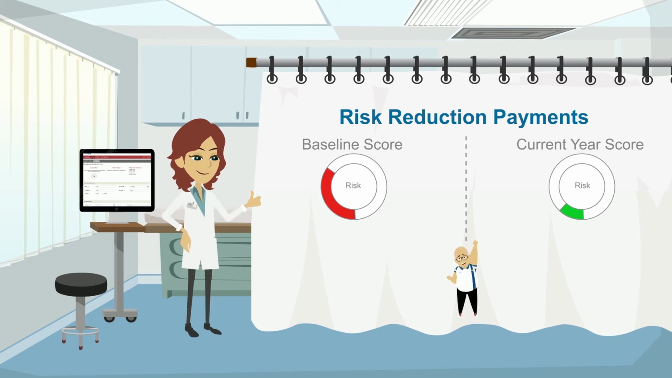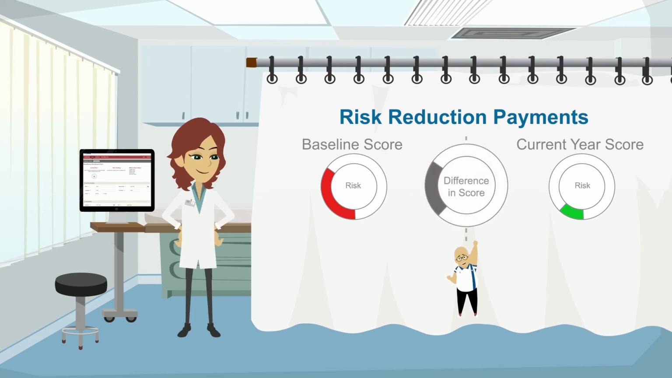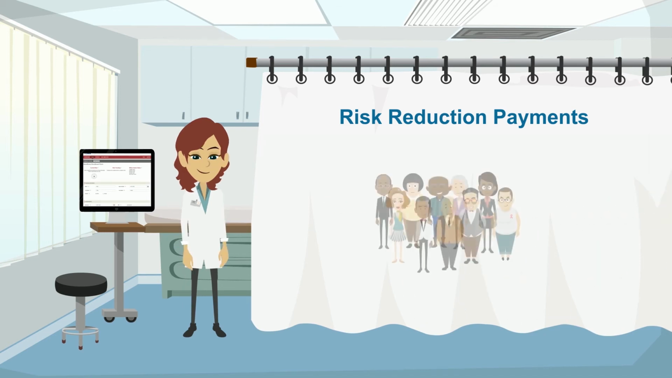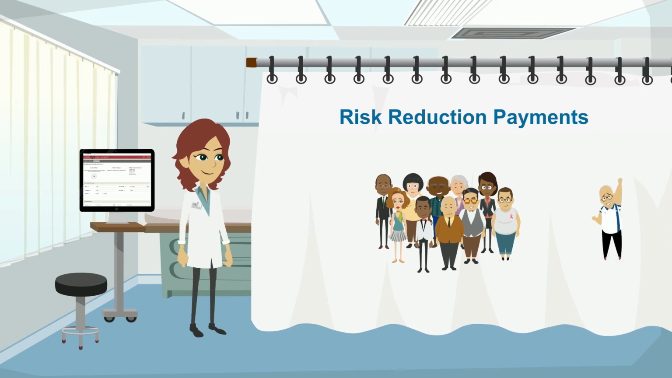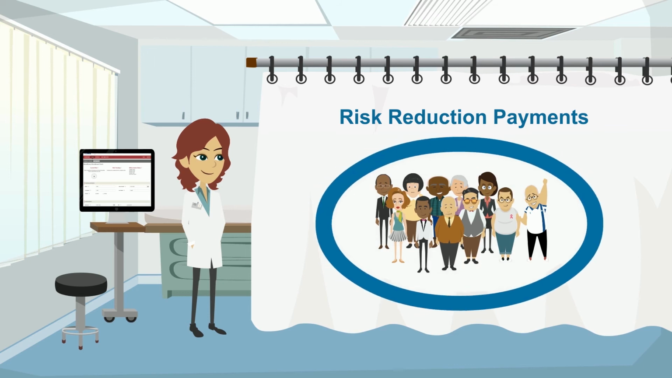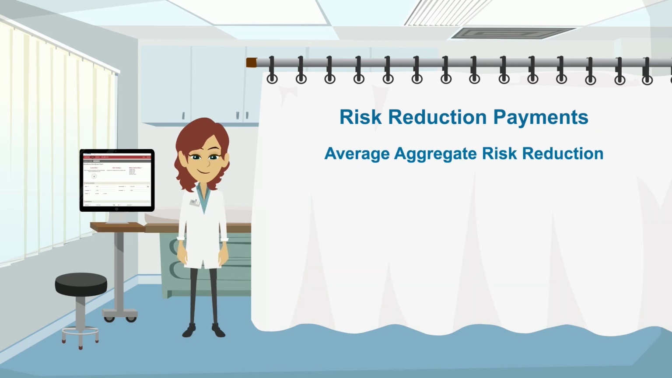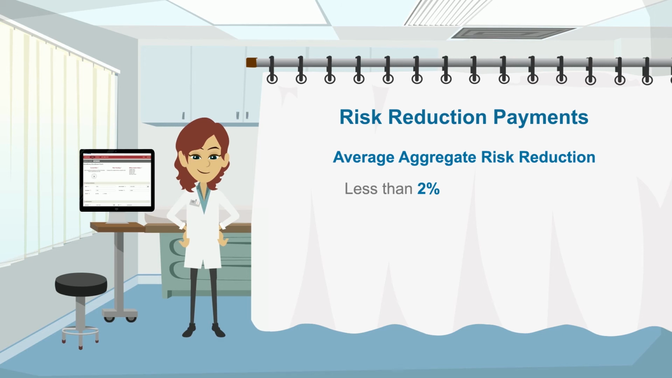Each beneficiary's current year risk score will be compared to his or her baseline risk score to measure the total change. Each performance period, CMS will calculate the average aggregate CVD risk reduction among all high-risk patients in your practice who are risk reassessed during that period. The aggregate risk reduction is the basis of the risk reduction payment. If the average aggregate CVD risk score reduction for all reassessed beneficiaries is less than 2%, your organization will not receive a risk reduction payment.